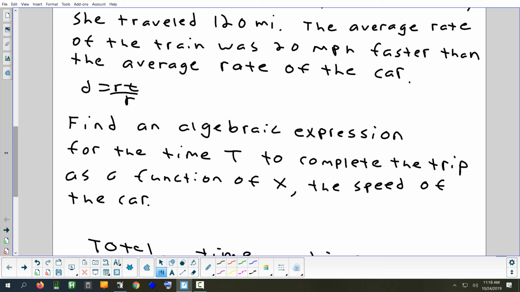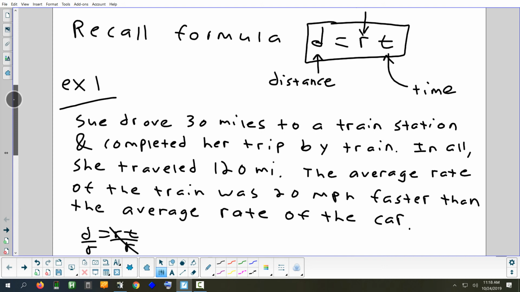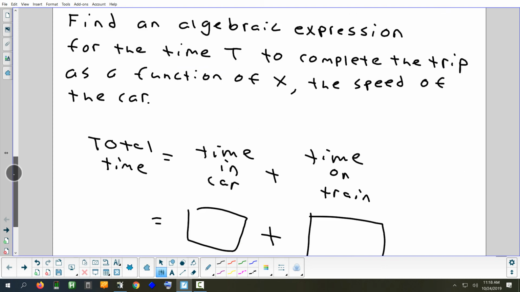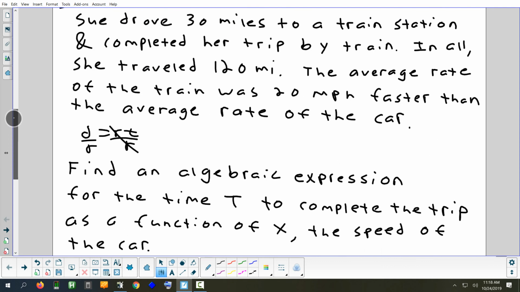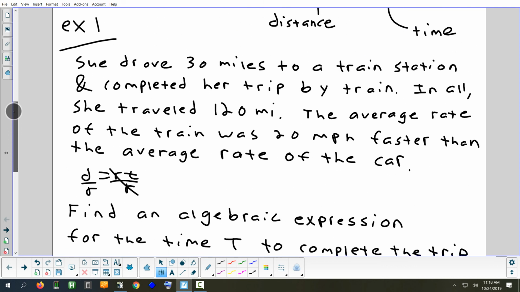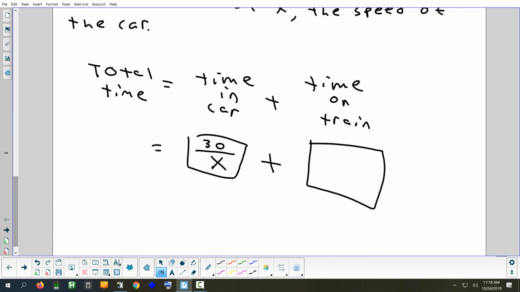Divide by r. So you take distance divided by r and you get time. So the stuff on the left is all for the car. What's the distance she traveled in the car? 30. Over the rate she traveled in the car. That's x. X represents the speed of the car. So they already told me what to use.